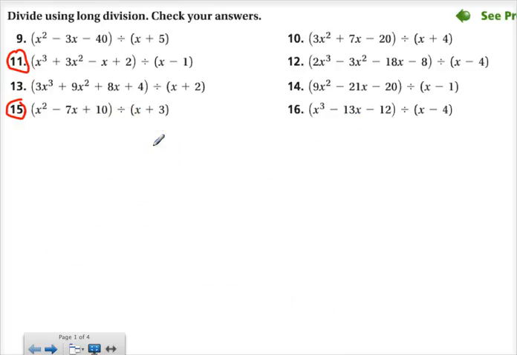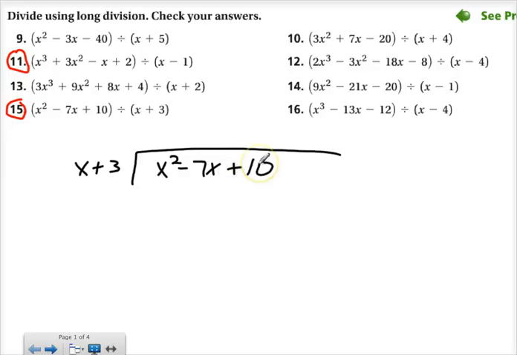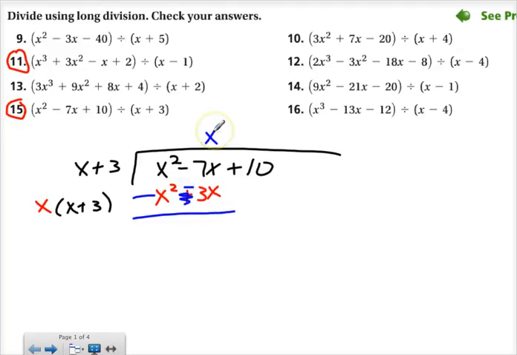Next one I had on the list here for you is number 15, with an x plus 3 for the divisor, and x squared minus 7x plus 10 is going to be our dividend. So what we do is we use our x plus 3, and we say to ourselves, I need an x squared, so I'm going to have to multiply that by x. And that will give me x squared plus 3x. We change the signs, and we add. And we can put our x in its place of honor up there because it did its job.